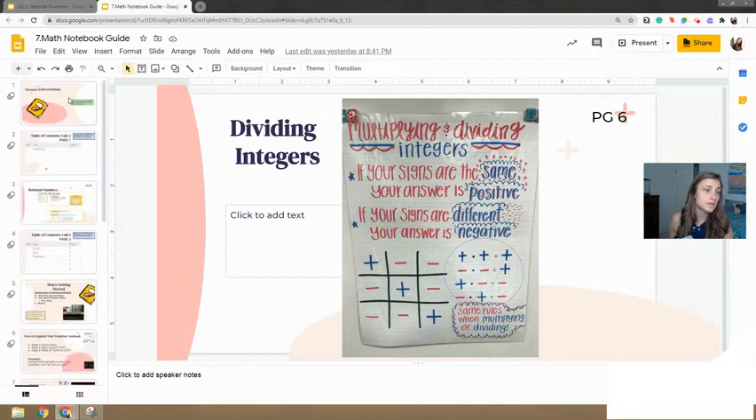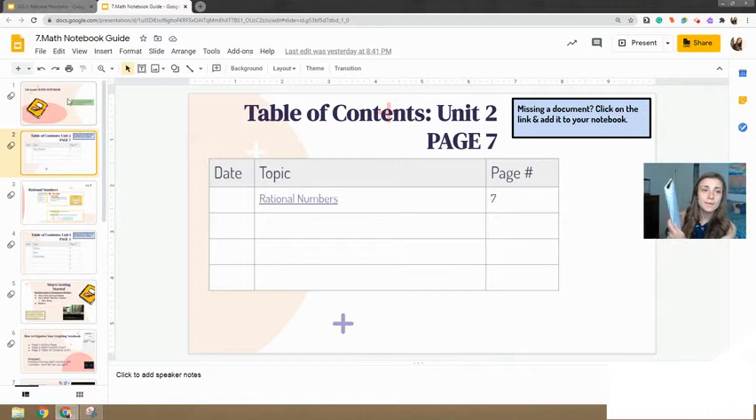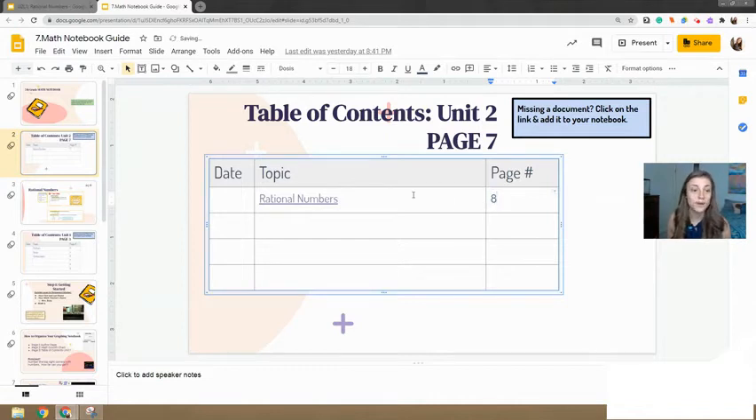So everything you'll see, I'm going to move everything to the top. And so the Unit 2 table of contents for me would be on page 7. It might not be on page 7 for you. It might be on page 8. And then we can see that on page 8. Since this is on page 7, we're going to be taking notes on rational numbers.